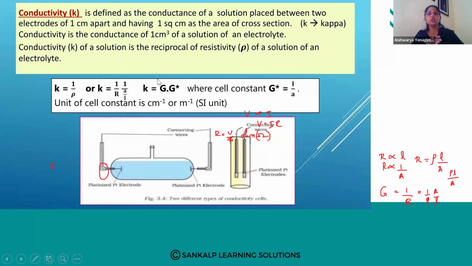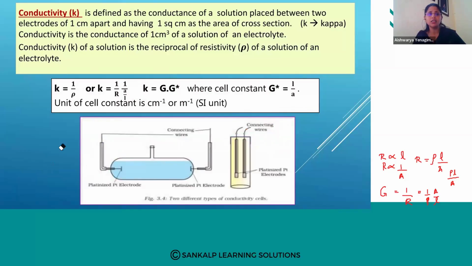So what is conductivity now? It is defined as the conductance of a solution placed between two electrodes 1 centimeter apart and having 1 square centimeter as area of cross section. So what does this definition of conductivity tell me? It is telling me that it is the conductance of the solution.